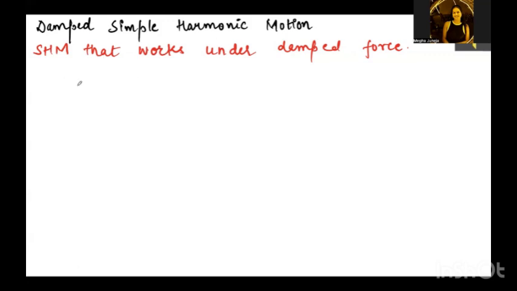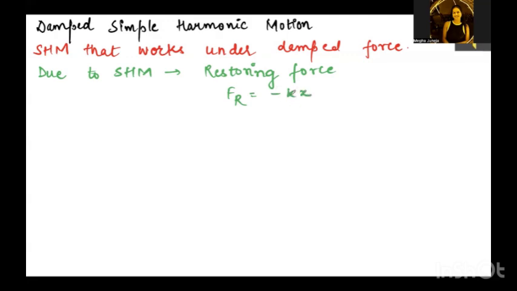So in this we basically have two types of forces. So हमारे पास कौन कौन से दो forces होते हैं? एक तो होता है due to SHM. So वो कौन सा force होगा हमारे पास? That is going to be our restoring force itself. And restoring force ko hum, we are going to denote it with FR. So FR is equivalent to minus of KX. So K, what is K? K is going to be the spring constant and X is going to be the compression or extension.